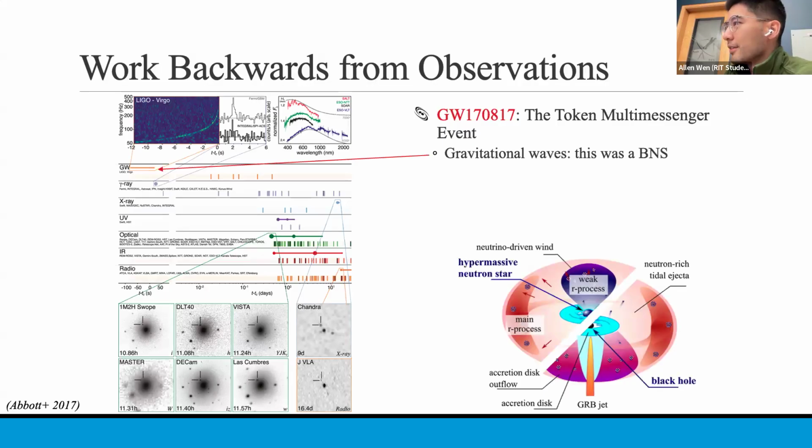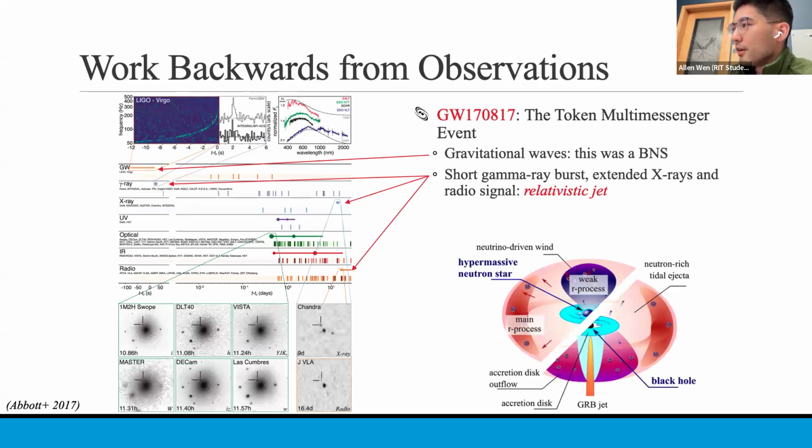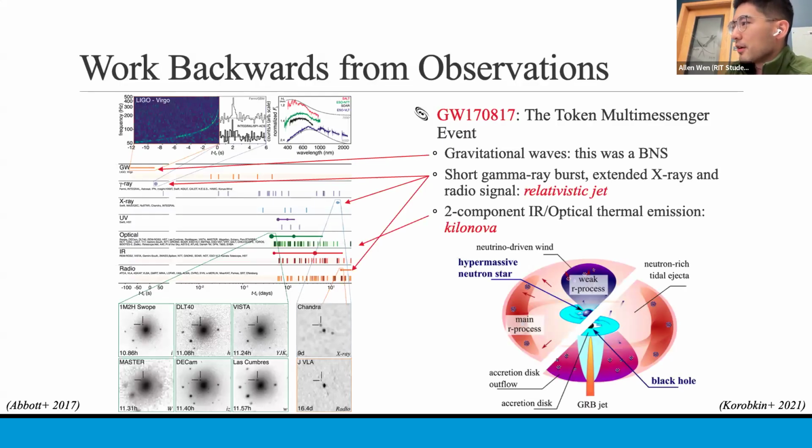For example, looking at GW170817, our first multi-messenger event, we can infer from gravitational waves that the mass of the system is consistent with a binary neutron star. Gamma ray, X-ray, and radio observations told us that a relativistic jet was launched. And we see quasi-thermal emission in infrared and optical bands that we associate with the radioactive decay of heavy elements, which we call kilonova. Combined with these observations, years of simulations have led us to converge on a general picture of what's going on after these mergers.